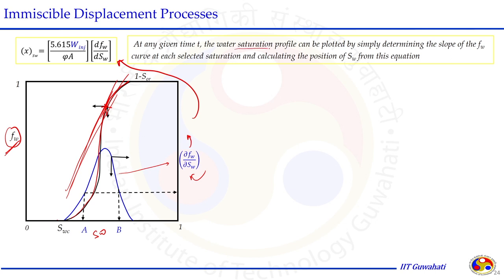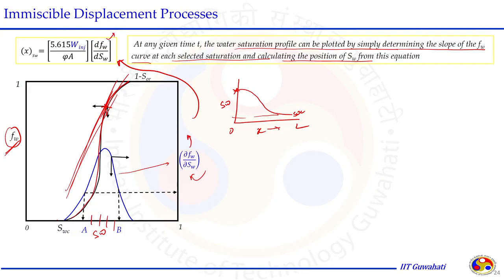So at any time the water saturation profile can be plotted by simply determining the slope of the FW curve at each selected saturation and calculating the position of SW from this equation. We can calculate this, and we can get this kind of relationship where we have x from 0 to L. Here the saturation of the water will be high, and as the front is traveling, the saturation will reduce and reach the connate water saturation. This is the point, and this is the saturation of the water. So as time passes, the front is traveling and the saturation is also changing. At different locations of SW, we can calculate the slope, or we can take the derivative to get the value of this slope.